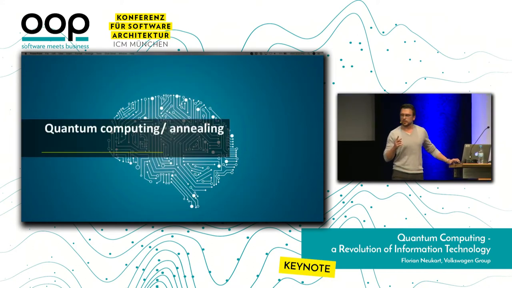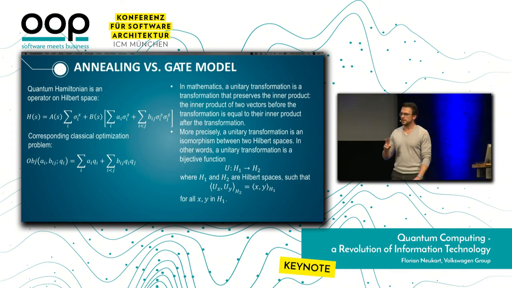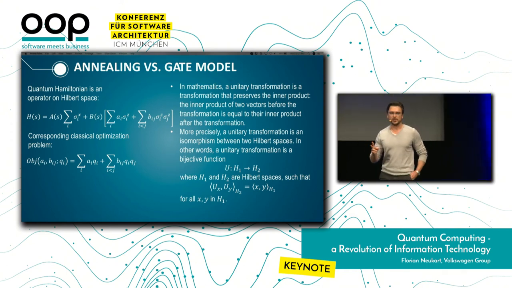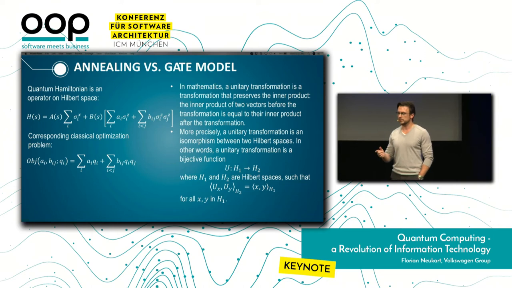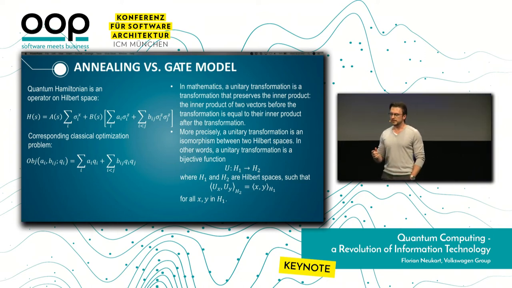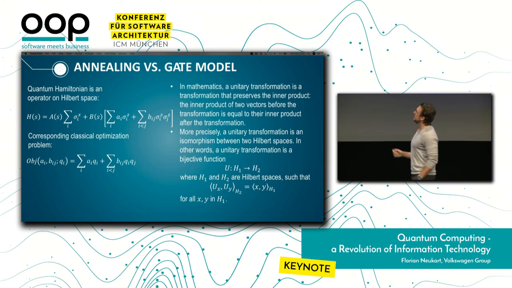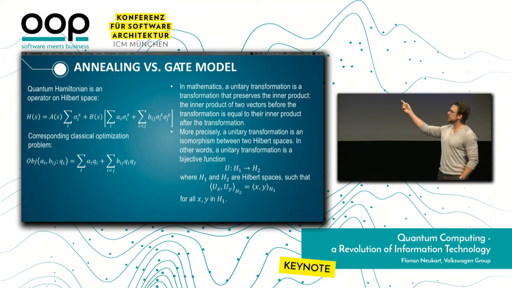So we'll briefly look at the difference between two models, gate model computers or universal quantum computers, and quantum annealing systems. What you see here on your left-hand side is a very brief description. We'll talk about it in the masterclass in more detail if you're interested. But it's the problem that it can solve. So it can only solve one problem. But if you can take your real-world problem and map it to this one single problem, then you may have an advantage.